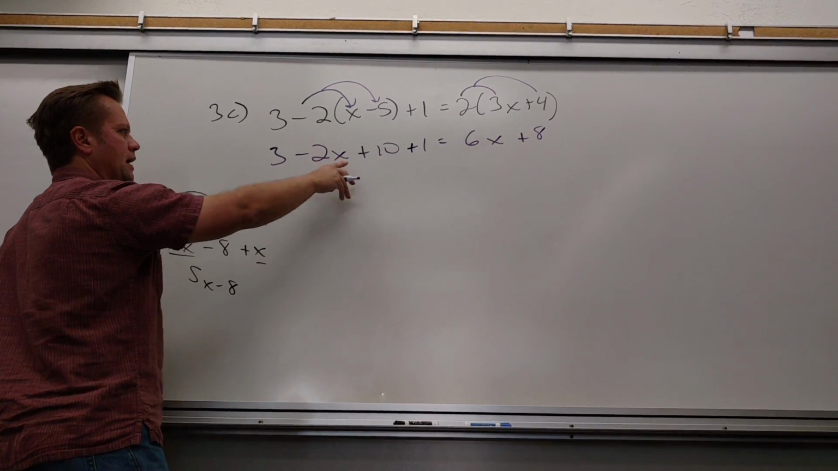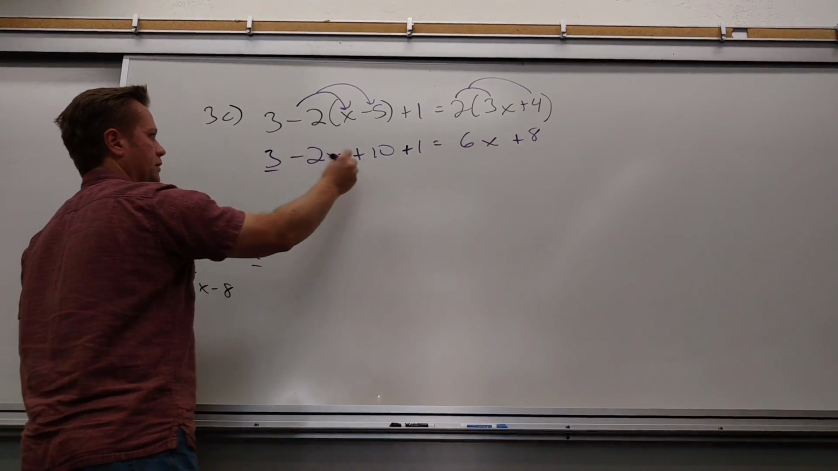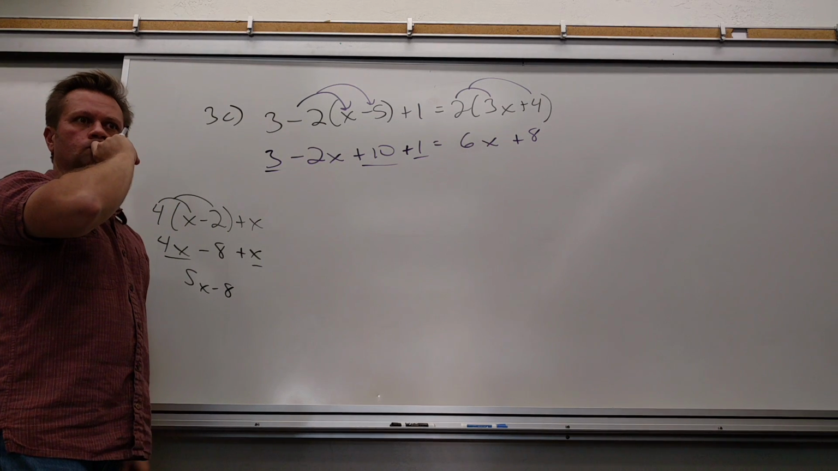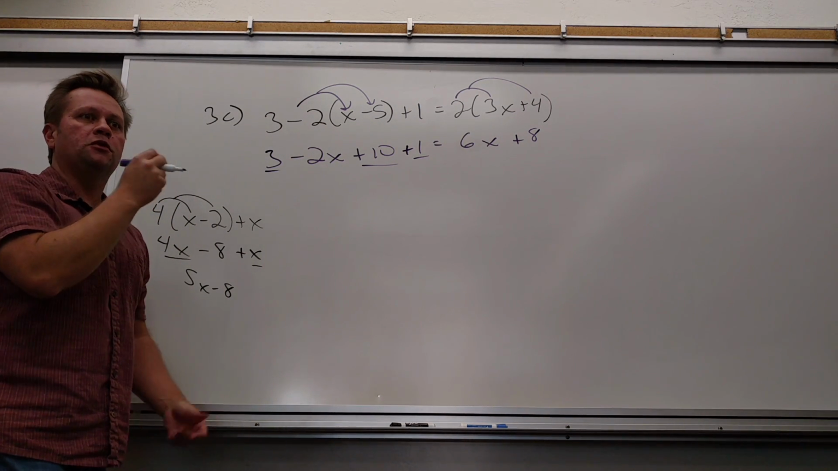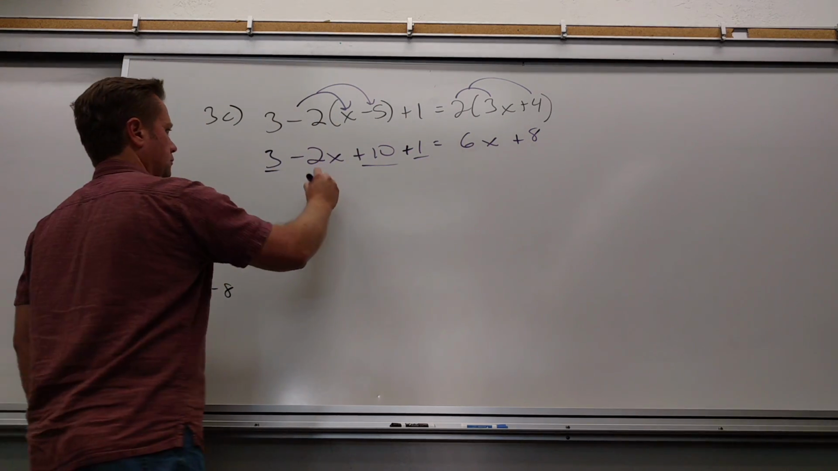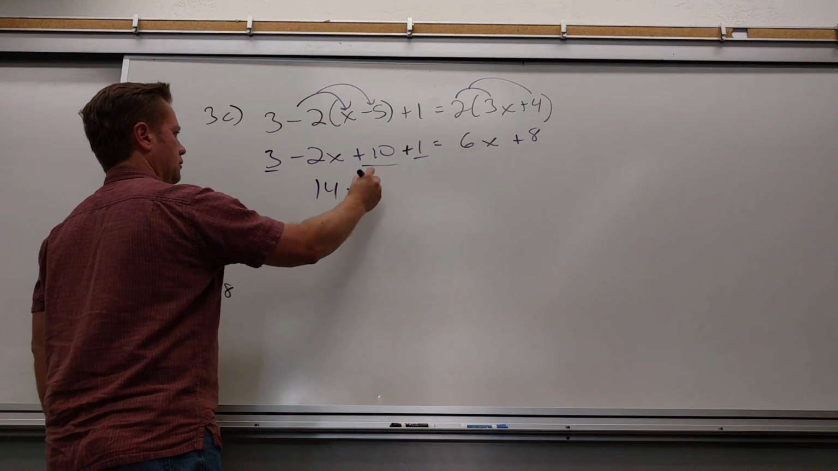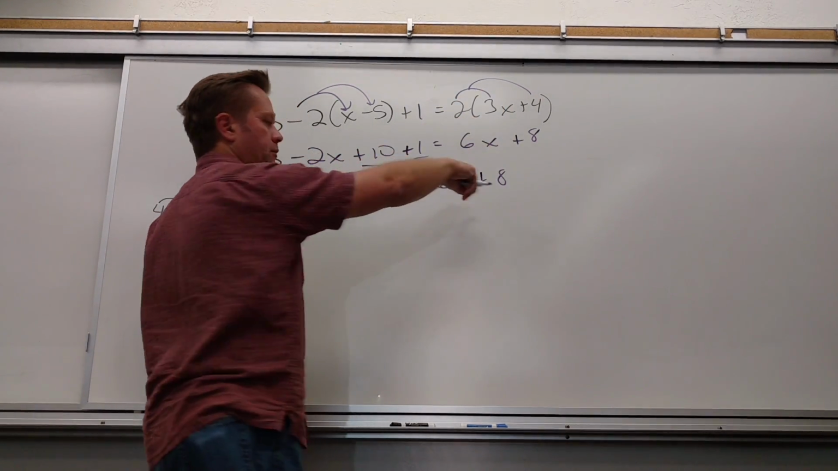Of course, what can I do on this side? What's the only thing that's not like on this side? So everything else I can put together. No, you just put them together. What's 3 plus 10 plus 1? 14. What else is over there? And over here I got just 6x plus 8 hanging out because there wasn't really much to do on that side.